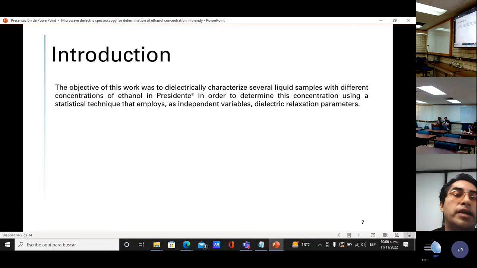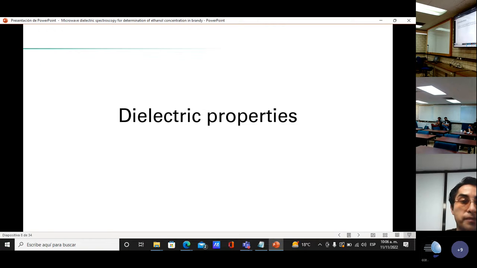So, the objective. The objective of this work was to dielectrically characterize several liquid samples with different concentrations of ethanol in order to determine this concentration using a statistical technique that employs dielectric relaxation parameters as independent variables.